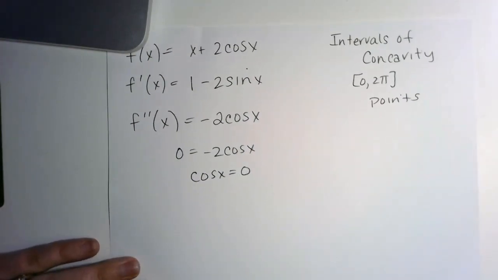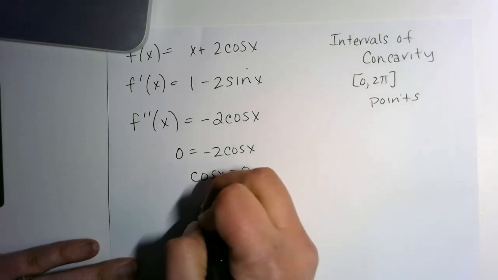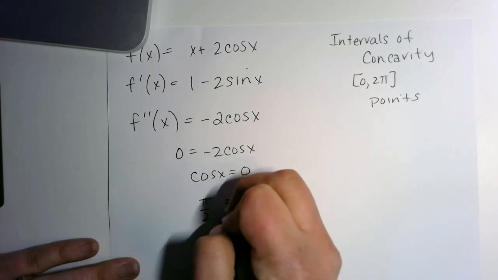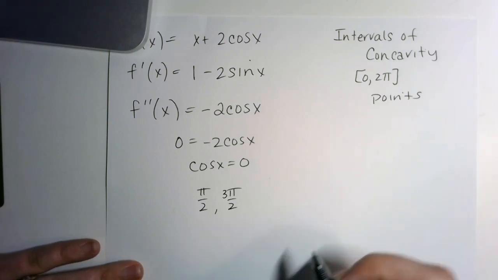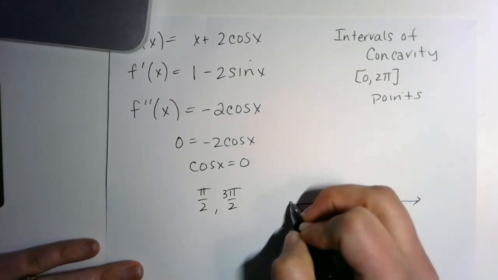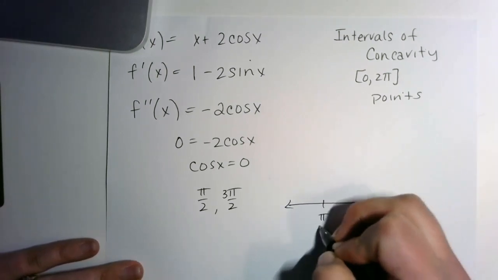Now I know that cosine of x is equal to 0 at the very top and the bottom of the unit circle, so that would be at pi over 2 and 3 pi over 2. Okay, so those are our numbers. We're going to put them on our number line. Remember, this is my second derivative.